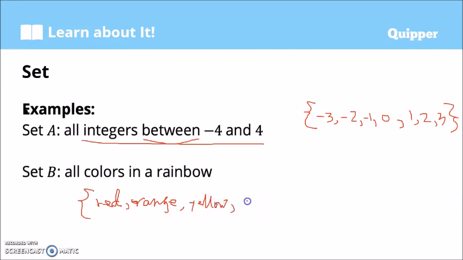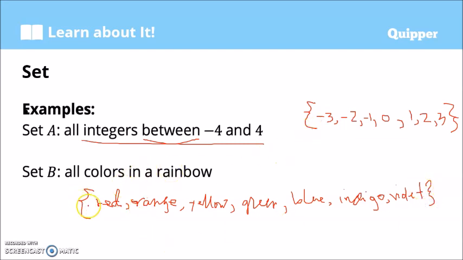Roy G, we have green. Okay, separated by a comma. Green, G, Biv, blue. We have indigo. And last one is violet. Alright. So, ilang elements lahat meron sa set B? And then, of course, close brace.